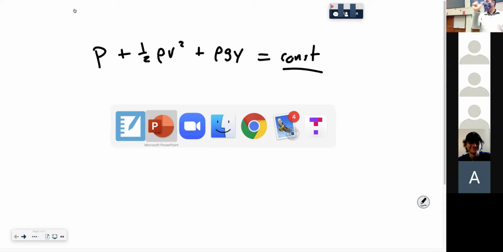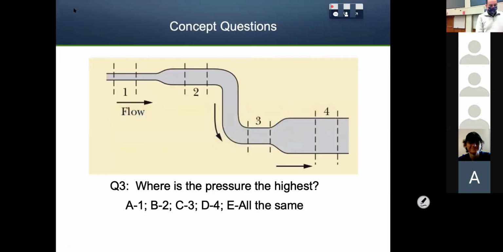If V goes down, then P has to go up. So in going from 1 to 2, again, some streamlines are going up and some streamlines are going down, but we can choose the streamline that goes straight through and doesn't change in elevation at all. And remember, Bernoulli's equation is constant along a streamline. So you just choose the right streamline, specifically the one that doesn't change in elevation as it goes from pipe 1 to pipe 2. In that case, the velocity must decrease in going from 1 to 2.